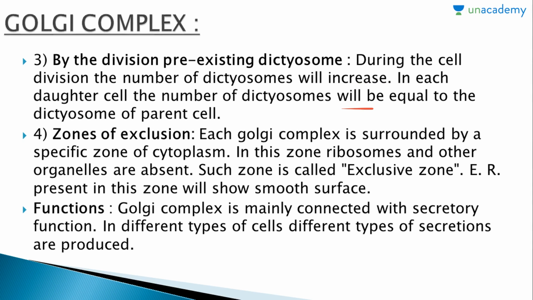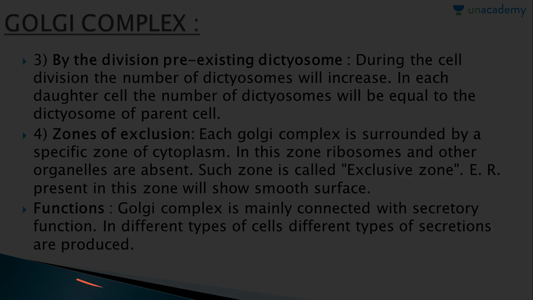Next, we have zones of exclusion. Each Golgi complex is surrounded by a specific zone of cytoplasm. In this zone, ribosomes and other organelles are absent. Such a zone is called the exclusion zone. The ER present in this zone will show a smooth surface. Now the functions. The Golgi complex is mainly concerned with the secretory function. In different types of cells, different types of secretions are produced by the Golgi complex.